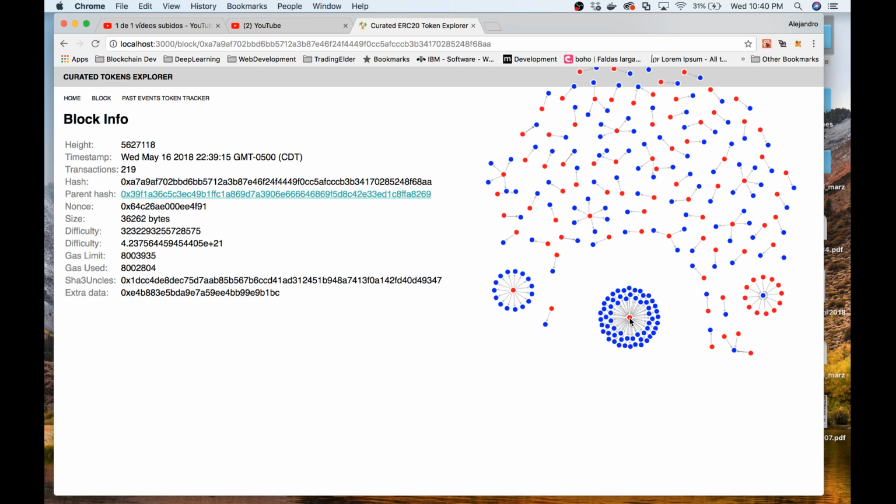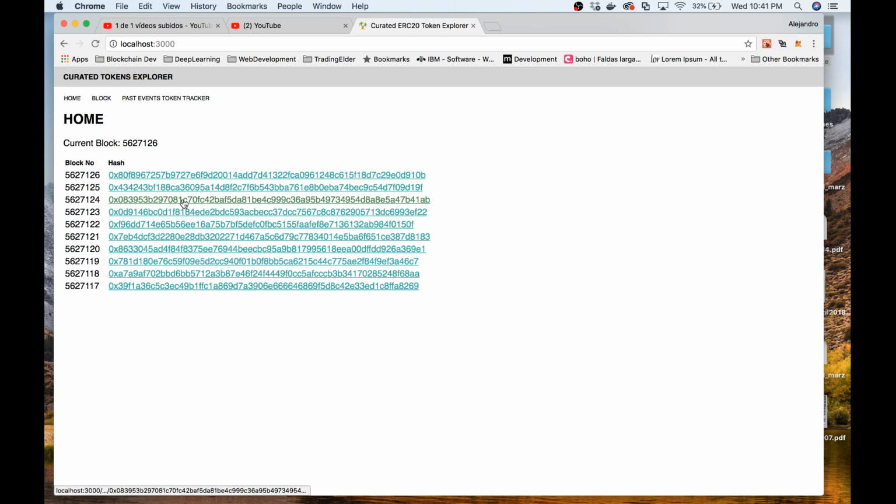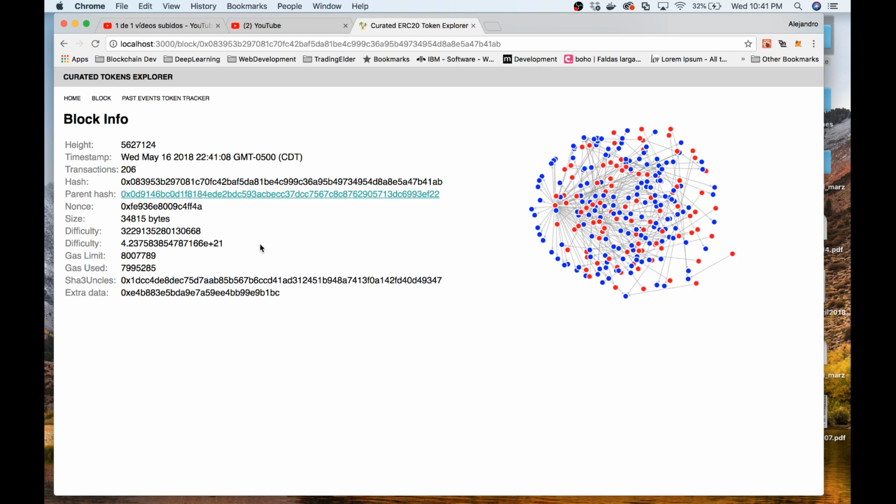And this is a more interesting one. There are a lot of other transactions with all other addresses. In this case, there were all these other red dots sending, probably, a payment to this particular address.